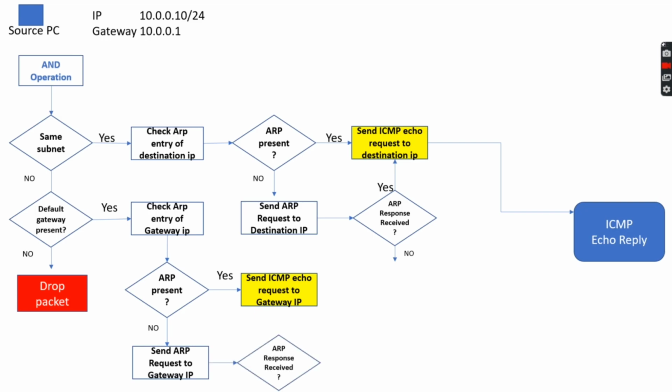After sending the ARP request, it is going to wait for the ARP response. If the ARP response is received, then it is going to send the ICMP echo request, which was already prepared. If it is not going to receive the ARP response, then it is a failure.